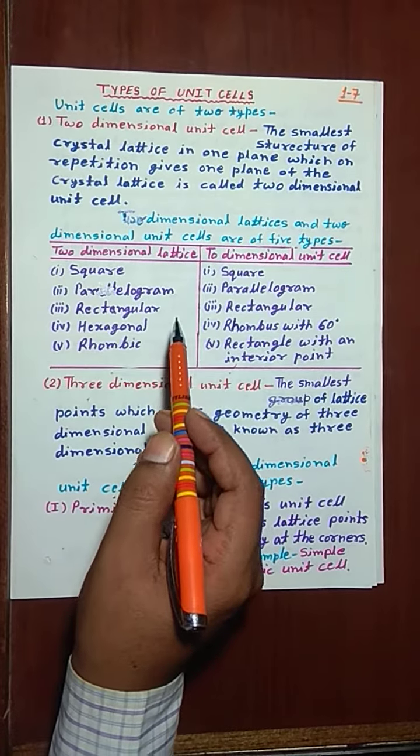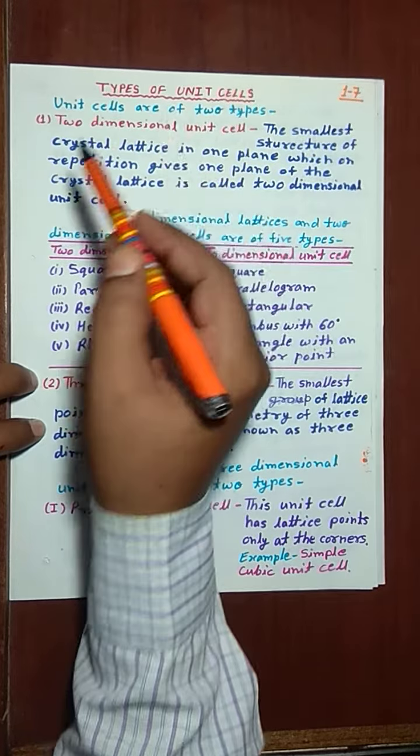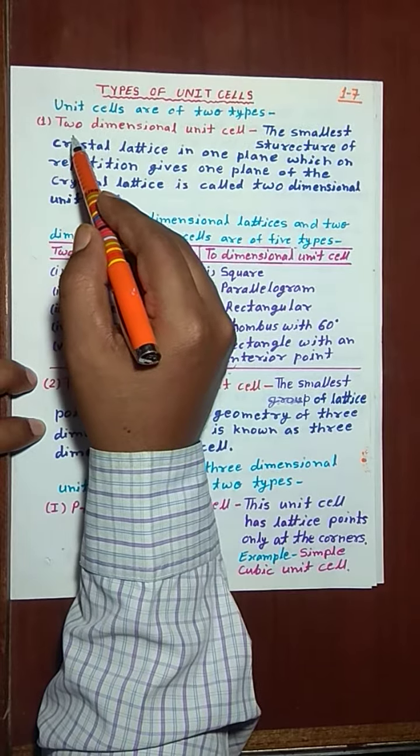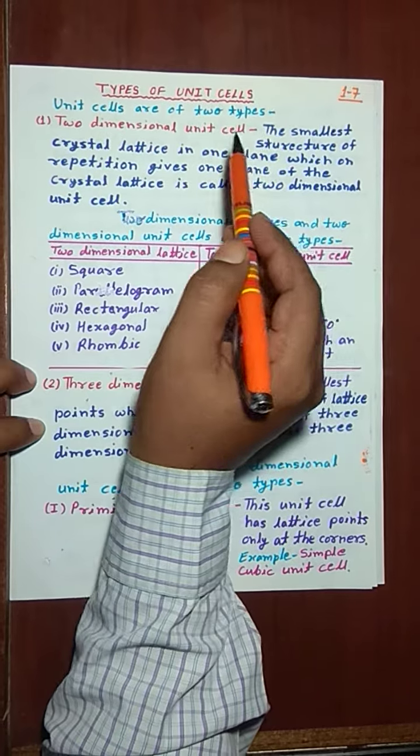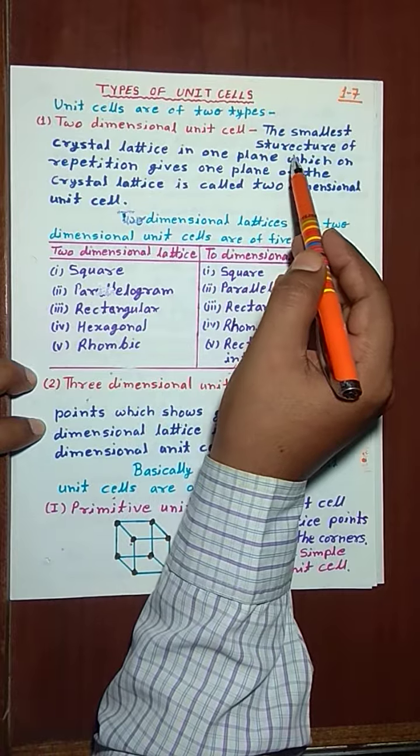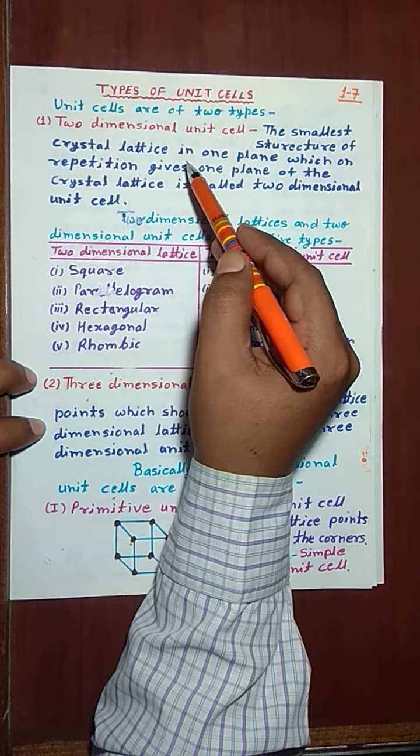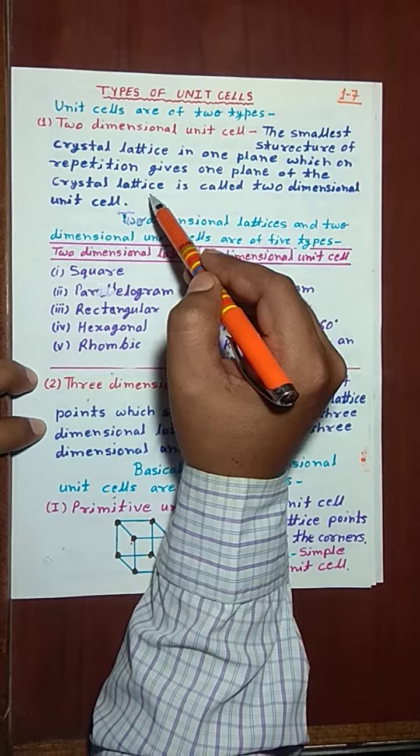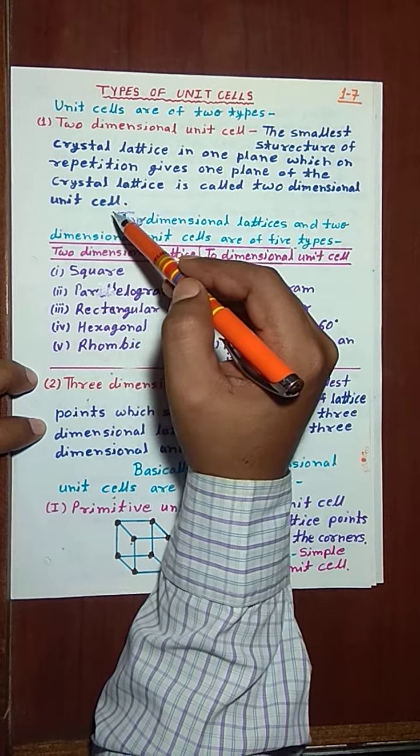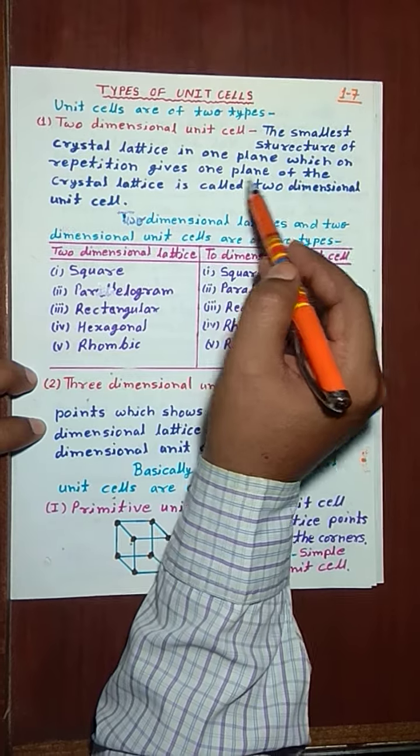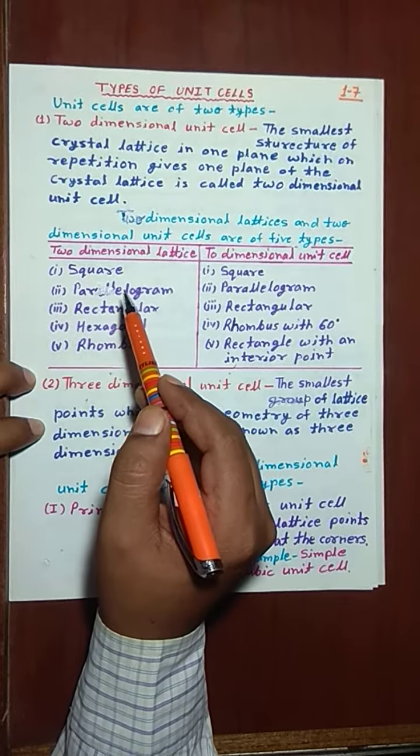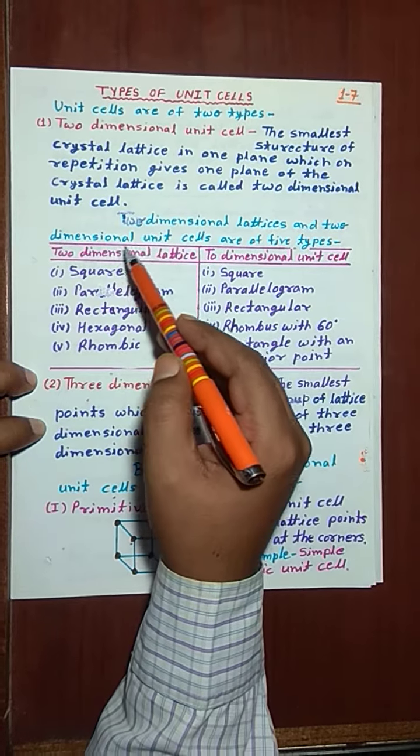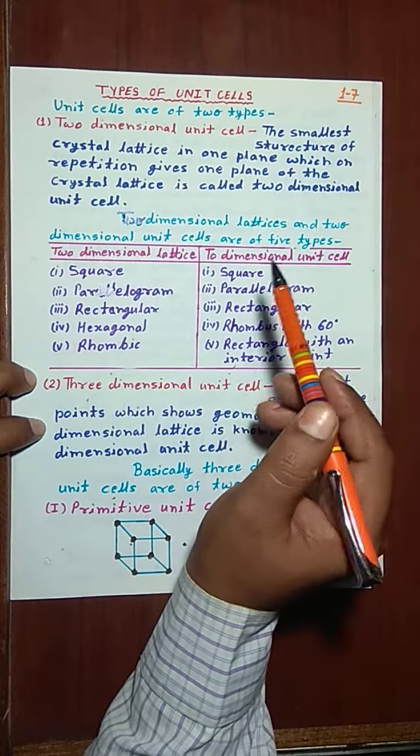Then next is types of unit cells. Unit cells are basically of two types. First is two-dimensional unit cell. The smallest structure of crystal lattice in one plane which on repetition gives one plane of the lattice is called a two-dimensional unit cell. That means the unit cell gives one plane of the crystal lattice, correct? Two-dimensional unit cells are of five types.